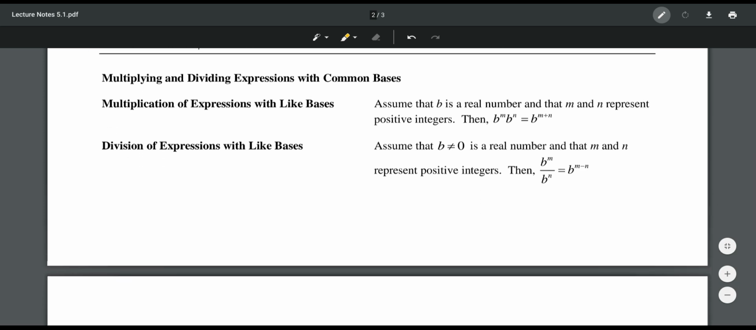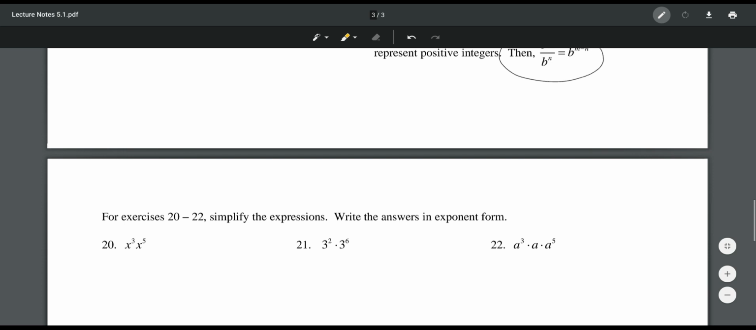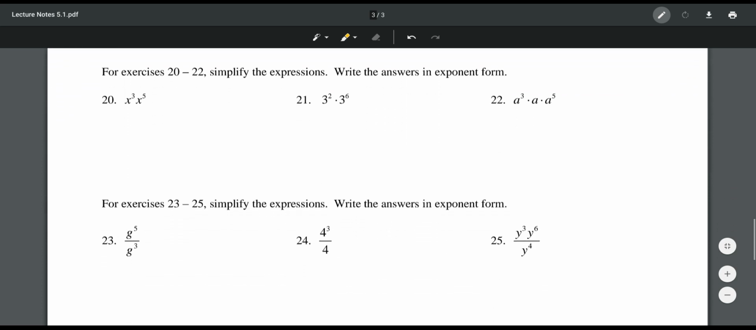Now, multiplying and dividing with common bases. When you multiply expressions with like bases, you're going to add the exponents. When you divide exponents with like bases, you will subtract the exponents, okay? It does not matter what the base is. It can be a number, it can be a variable, but the rule applies.